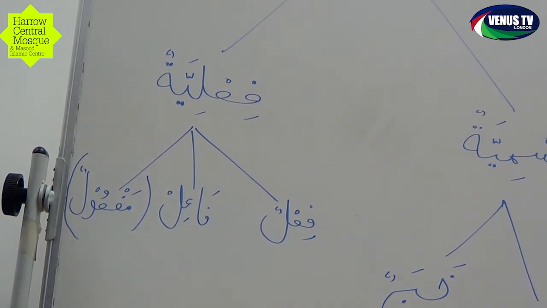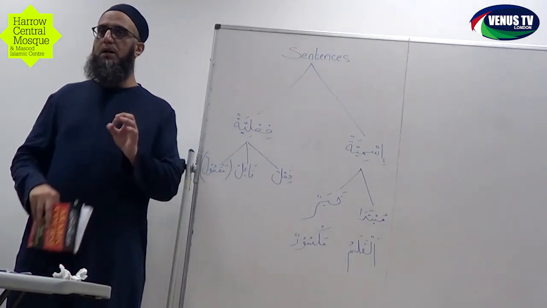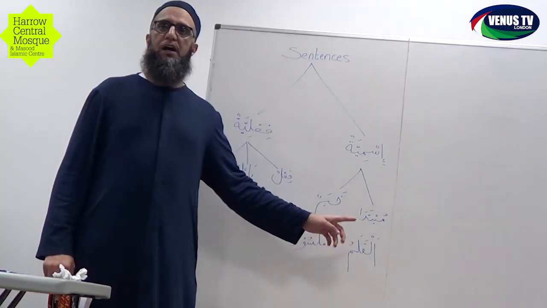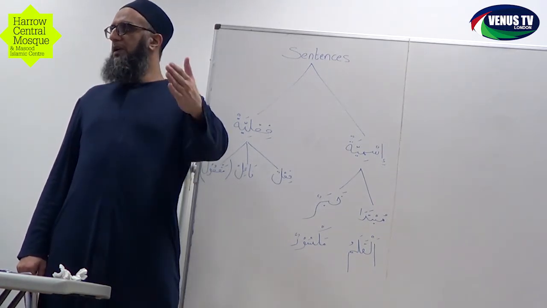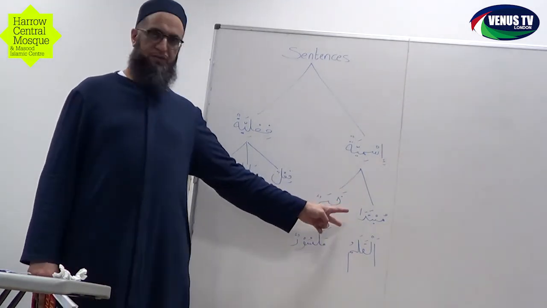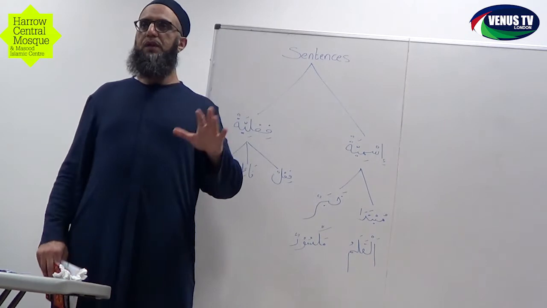So, let's come back to the book now. In these sentences, Al-Qalamu Maksurun. Al-Qalamu Maksurun. And the order is Mubtada. And remember, we're going from simple to complex. At this stage, we've got two words, and the sentence is complete.